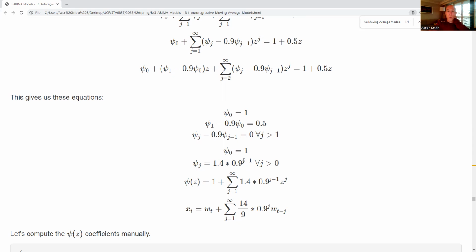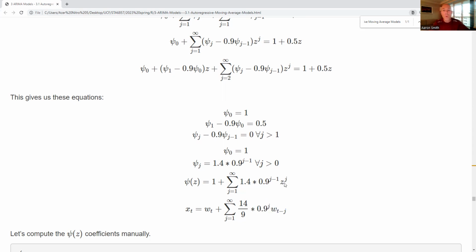All right, now, when I look at this, I realize that, you know what? This isn't quite the best way to be doing this. I can clean this up just a little bit. What I can do is multiply and divide by 0.9, so the exponent here is j. Multiplying and dividing by the same number doesn't change the number. And so you'll notice that instead of having 1.4 times something to j minus 1, I have 14 over 9 times 0.9 to the power of j. So now my lag directly matches that exponent.